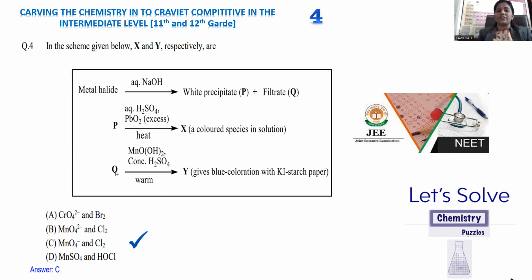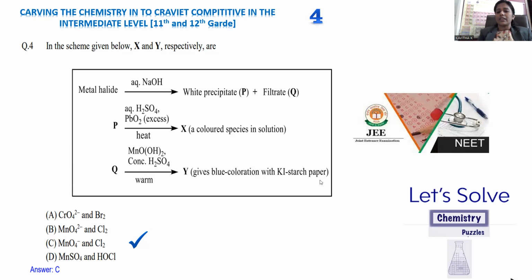And here we will get the confusion. This is not the continuation; rather, we have to take this Q. The filtrate can be taken over here. That filtrate, upon treating with manganese oxyhydroxide, MnOOH, taken twice, in the presence of concentrated sulfuric acid and warm conditions, mild heating, the final product will be Y. The question is, in the scheme given below, X and Y respectively are: X is to be determined and Y we also have to identify.